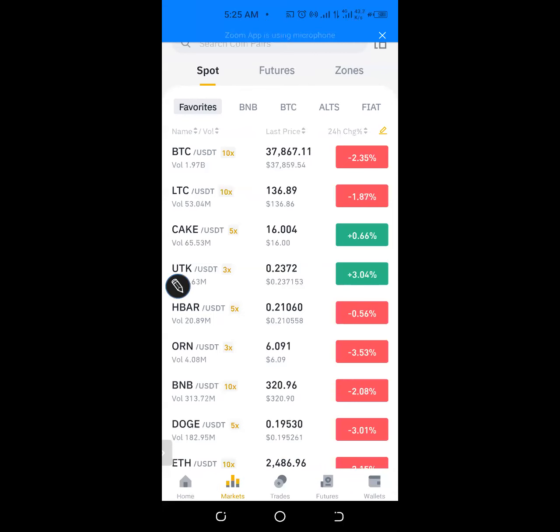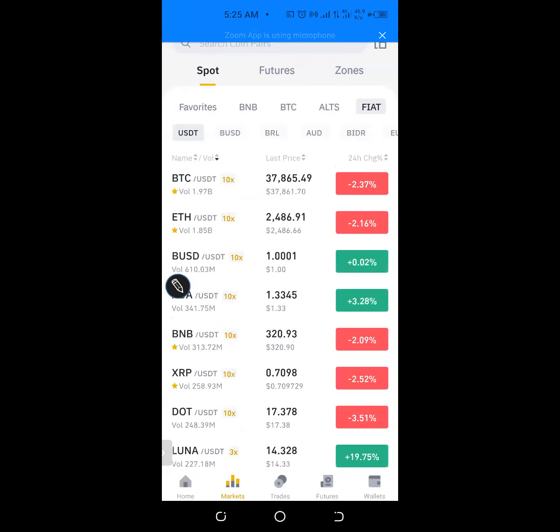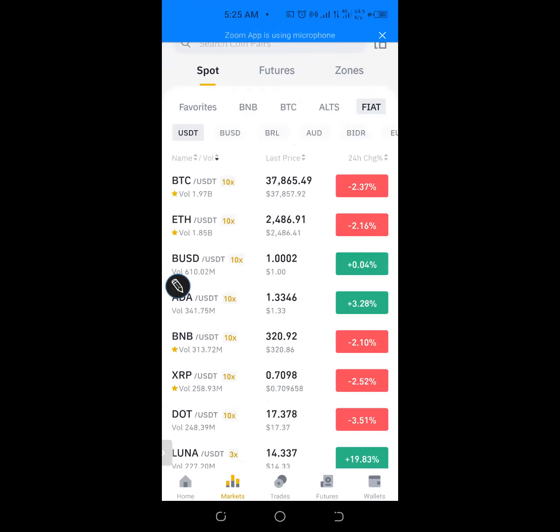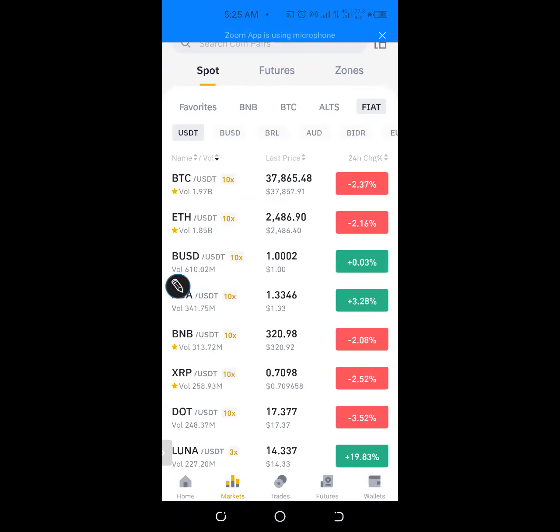So this is when I click here, spot. When I come to spot, I need to click on the fiat. When I click on fiat, you see that all the coins I have here are linked to USDT: Ethereum USDT, ADA USDT, BNB USDT. So for me, just by having a USDT balance, I can use it to buy any of these coins. So the next feature here is trade.